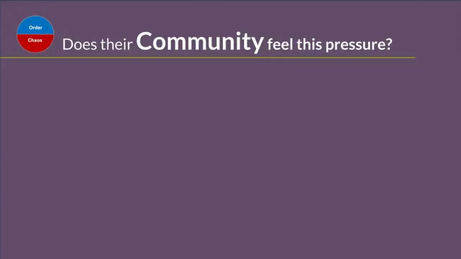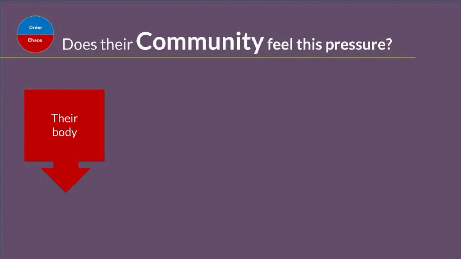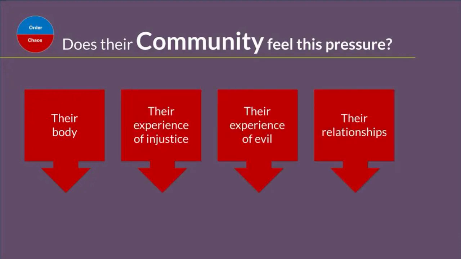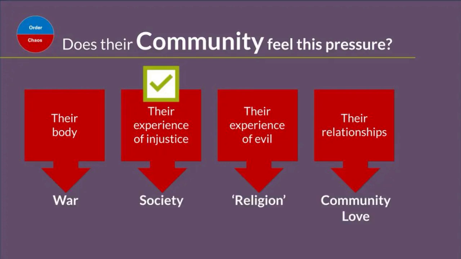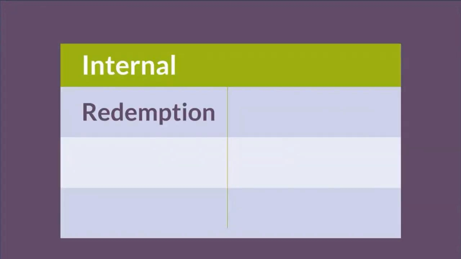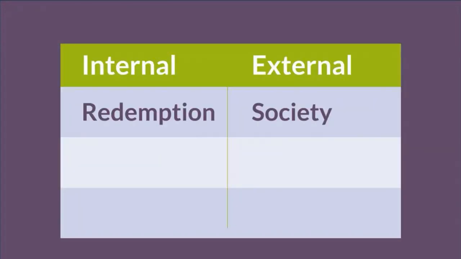Now, moving on to our community dynamics. Does their community feel this pressure? The community is a group of people who experience pressure simply because they're a member of that community. And in this case, it's the Whos. Do they feel it in their body, their experience of injustice, their experience of evil, their relationships? If it's their body, yes, that would make it war. And I don't think war really fits that well because it's rather one-sided. It's more the threat of boiling due to injustice. So that gives us a society community dynamic. For our internal dynamic, we have redemption. For our external dynamic, we have society supported by crime and action.